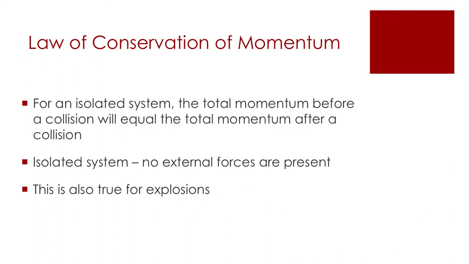Let's be a little bit more formal. The law of conservation of momentum: for an isolated system, the total momentum before a collision will equal the total momentum after the collision. Let me point out what is meant by an isolated system. It means there are no external forces present. So when I have the two balls hitting each other, I don't have something on the outside, like let's say it's a metal ball and I have a magnetic field that's somehow influencing its motion. I've got internal forces between A and B.